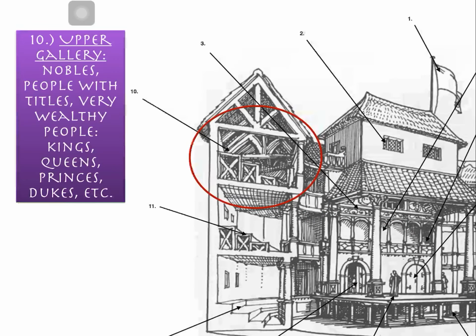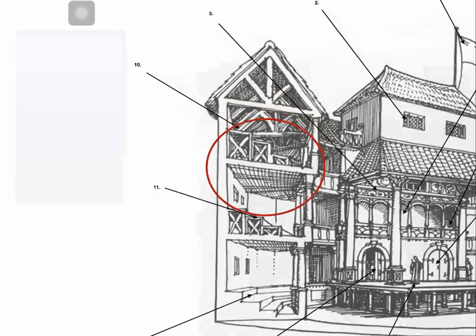In terms of the audience, the upper gallery is where the nobles, people with money, kings and queens, that is where they would sit. Today, if you go to the theater, you're going to wind up paying. The most expensive seats are not going to be the ones that are up high. Instead, they're going to be the ones that are closest to the stage in kind of that orchestra area. But there's a very good reason why the upper gallery was so high, and we will talk about that in a second.